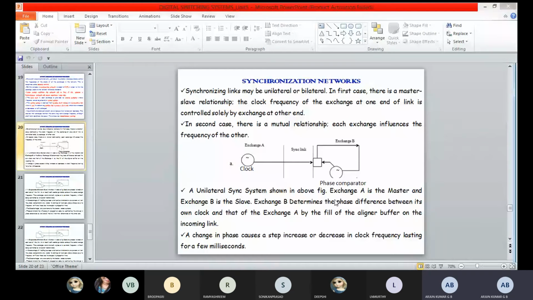You can match the frequencies. In the first case, whatever it is, master and slave. Master control is nothing but the main exchange is the master and exchange B is the slave. Exchange B determines the phase difference, that is, the difference between the lines is identified, and the phase difference between exchange B and exchange A is determined, by adding some buffer to the incoming link. This can be done by using the clock frequency. You can step increase or step decrease the clock frequency, lasting within a few milliseconds. Then we can synchronize the network between these two telephone exchanges.